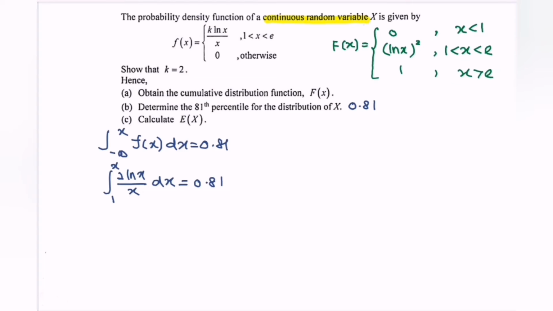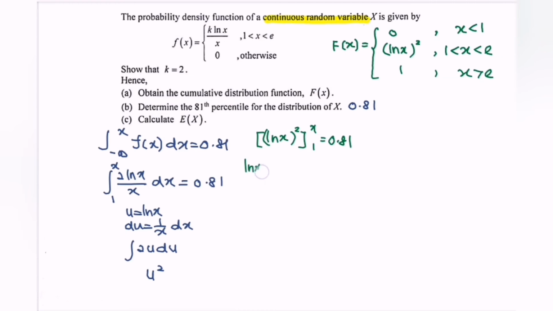So kindly integrate the situation. Let u is equals to ln x. So differentiate the situation and we will have 1 over x dx. So again, repeat the situation. Integrate where we have 2u with respect to u. Finally, u squared will be the answer. Next is to substitute the u. So if we substitute the u, we will have (ln x) squared with the limit x and 1, which is equals to 0.81. So we will have (ln x) squared minus (ln 1) squared, which is equals to 0.81.